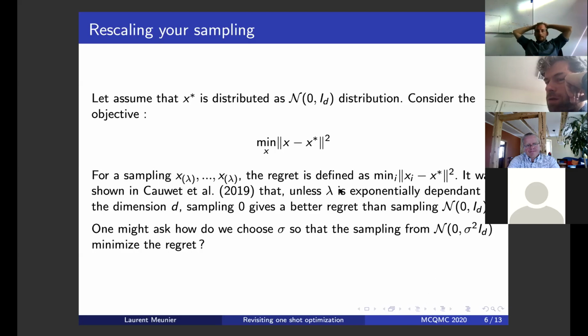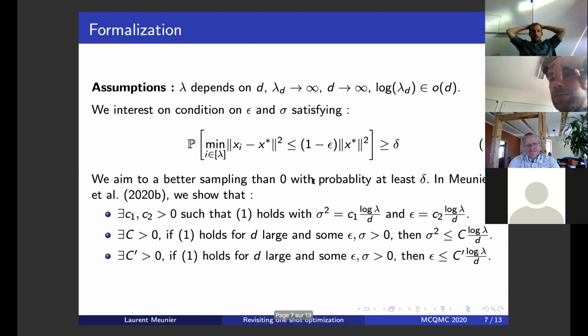The question one might ask is, how do we choose the scaling of the distribution we sample from the point in order to minimize the regret? So the strategy is the following. We suppose that lambda depends on d, because otherwise we can't make anything. We suppose that lambda goes to infinity and d goes to infinity.